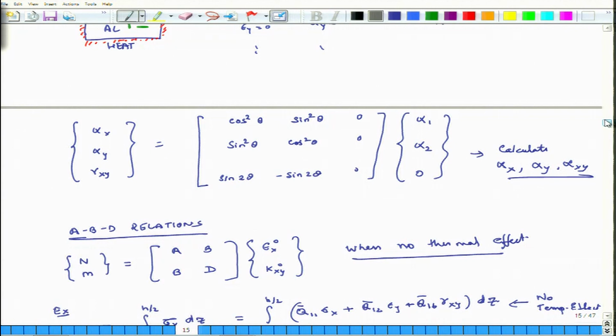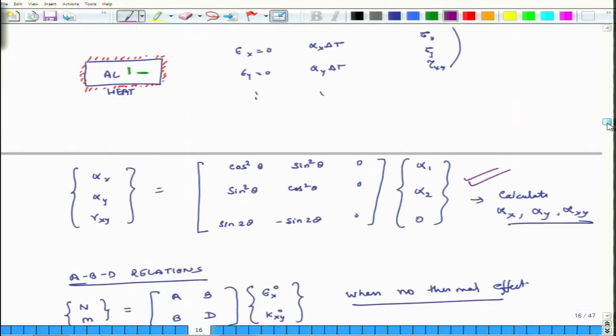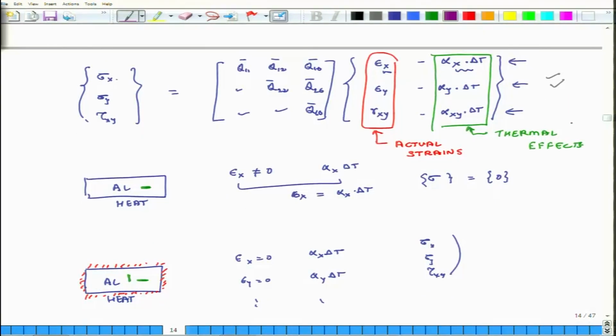Before we go to the next set of changes, how do we calculate alpha x, alpha y and alpha x y? If alpha 1 and alpha 2, which are the coefficients of thermal expansion in 1 and 2 directions of the material, are known, then we can compute alpha x, alpha y and alpha x y through these relations. So, what I mentioned earlier is that this is the first set of changes we have to account for when we are interested in learning about thermal effects.